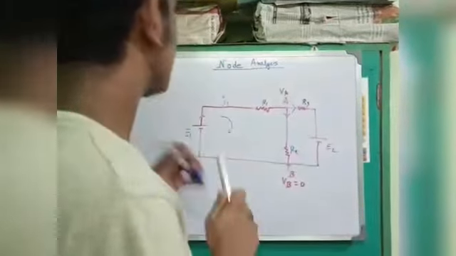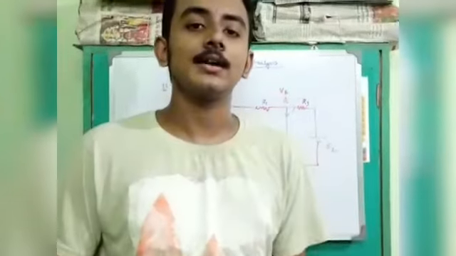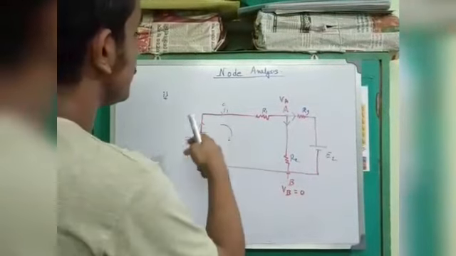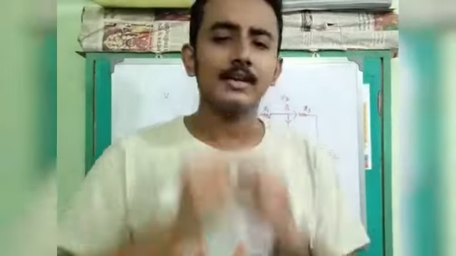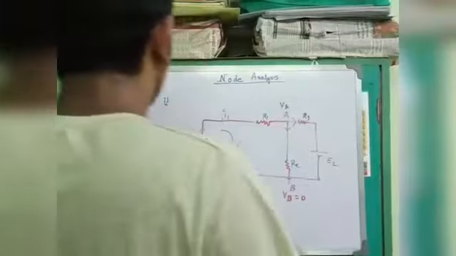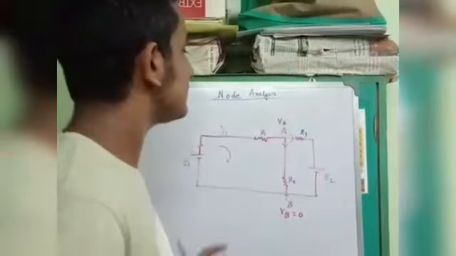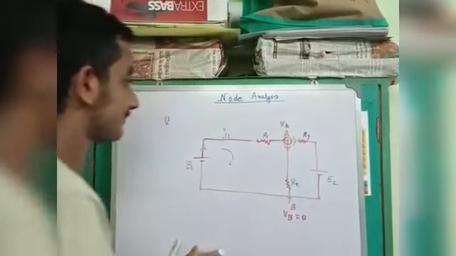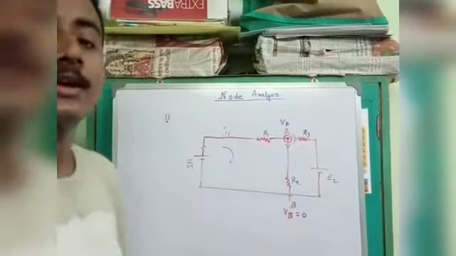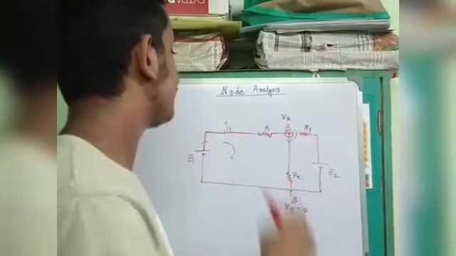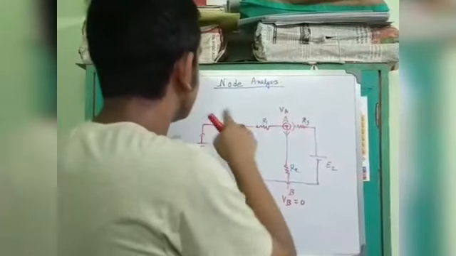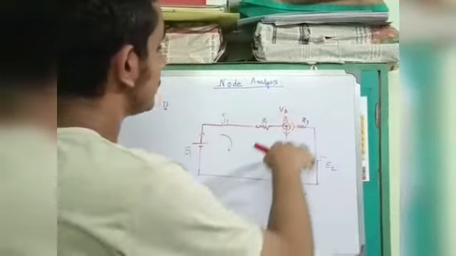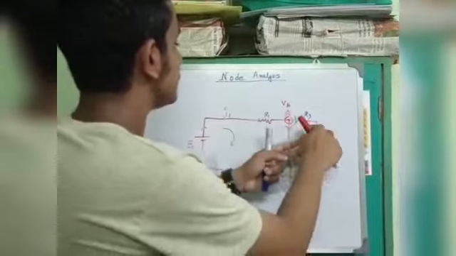After that, you can take the direction of the current in any way. I am taking it in this way, in this way, in this way. You can take it any way, that doesn't matter. Now, after that, we have to apply KCL at node A. When we are applying KCL at node A, you have to remember that the clockwise direction of current is positive. I am taking that here. And the current is dividing in two directions, one in this direction, one in this direction.